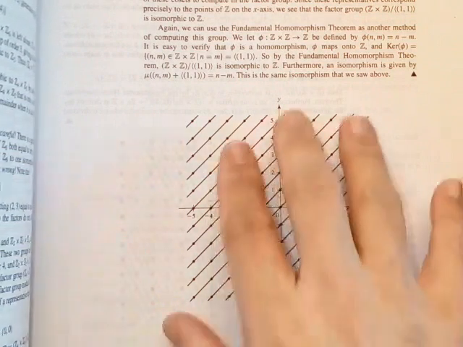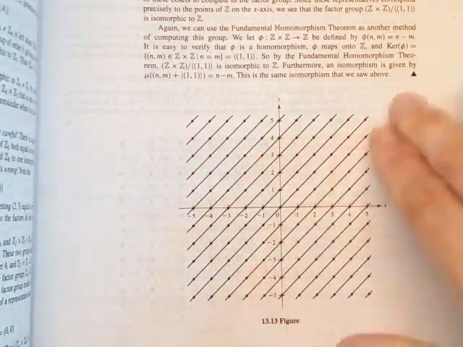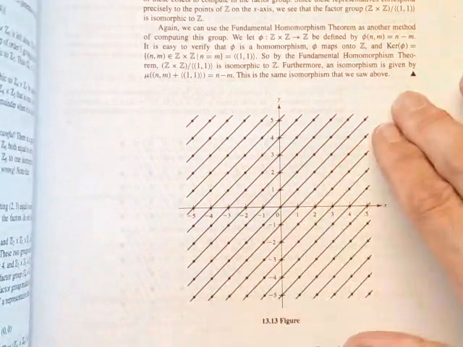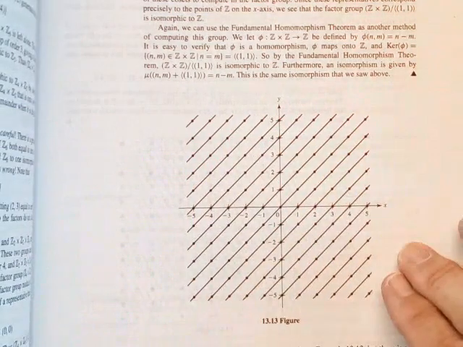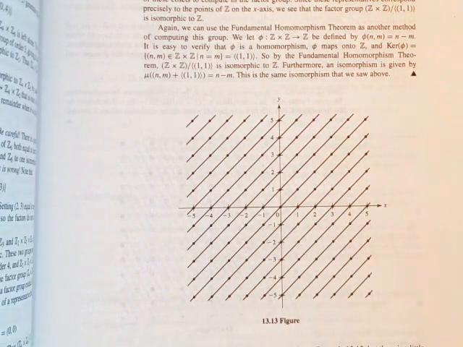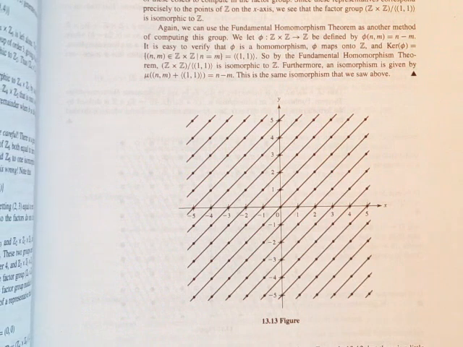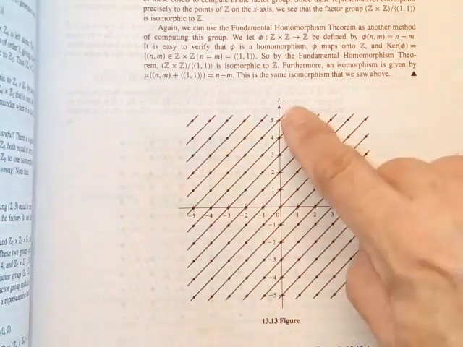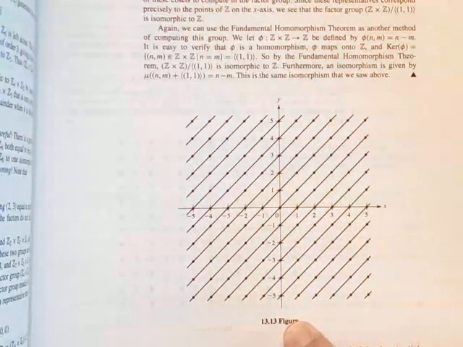So all of my subgroups are generated this way. All of my cosets are parallel to that. And the only way to tell them apart is by their intercept. Every one of these cosets is of the equation y equals x plus b. And that tells them apart.